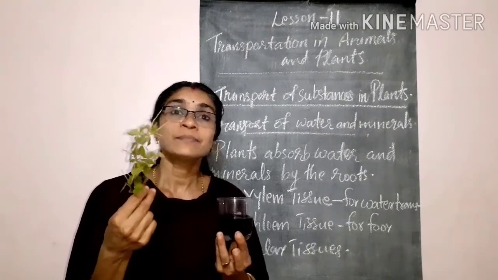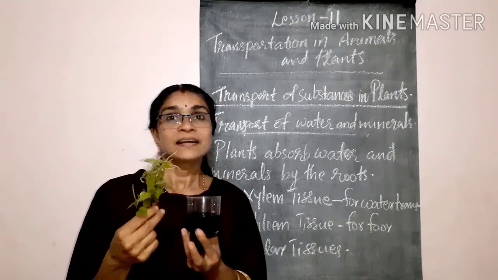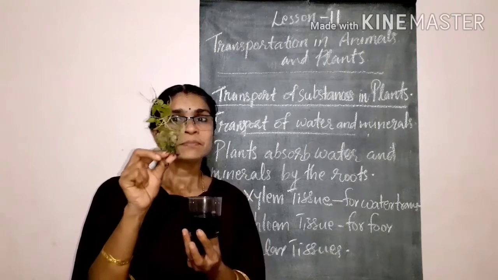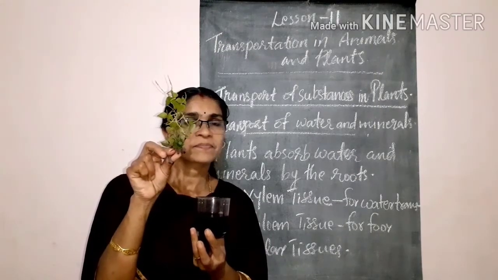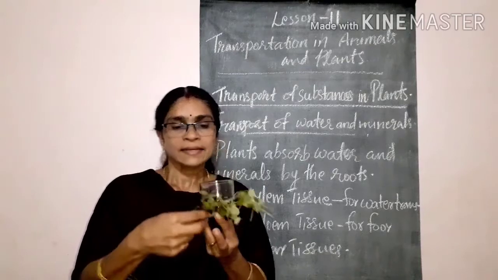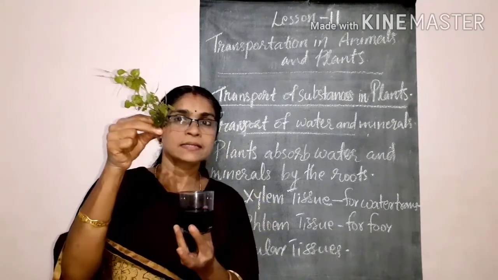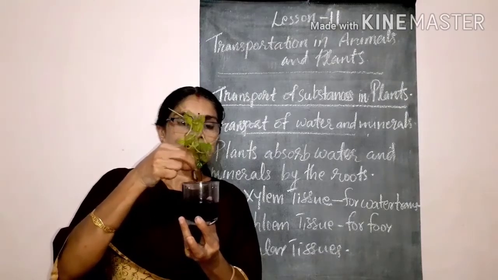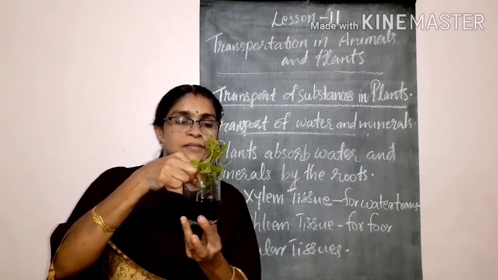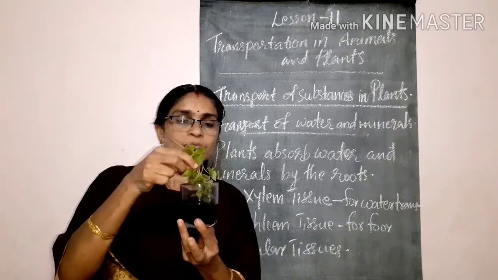Then take one herbal plant, either balsam or mashitand. Then cut the stem like this and dip this plant in this colored water for one day.